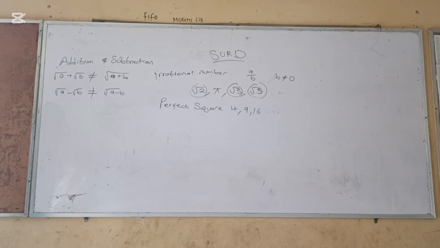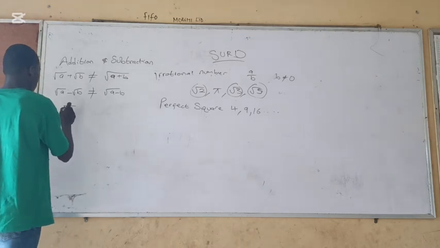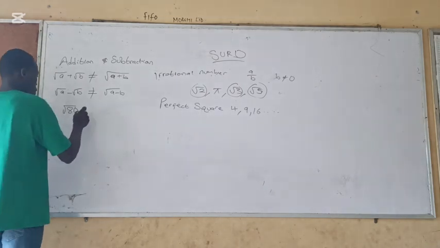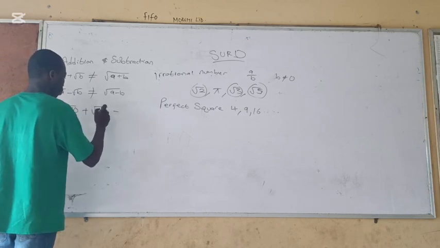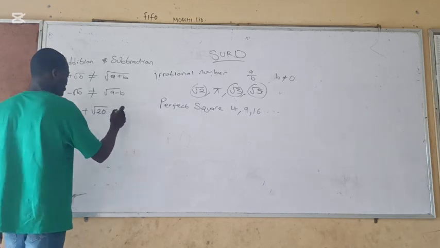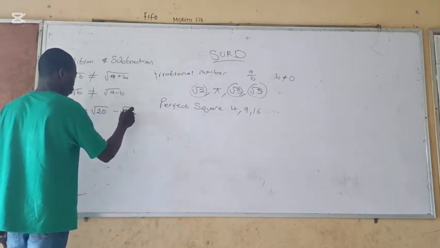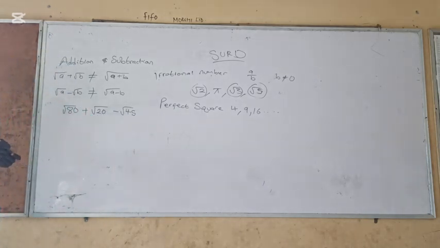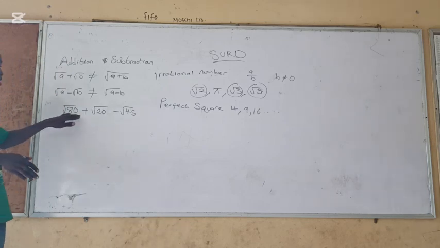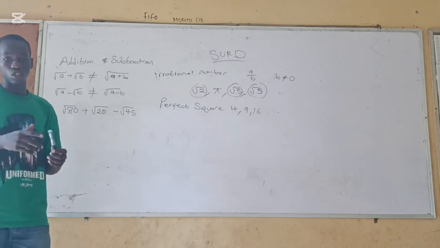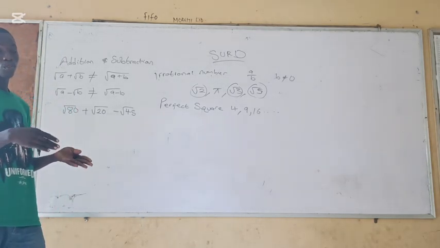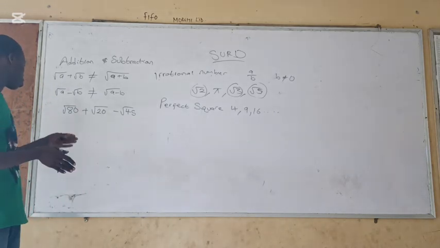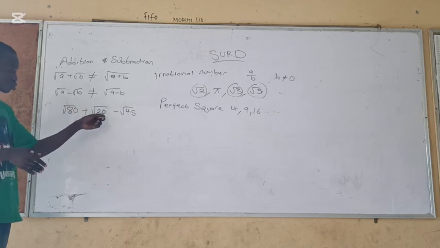Now let's solve a question under it. For instance, you have root 80 plus root 20 minus root 45. So how do you simplify this? Firstly, you can break this down. How do we break this down? We look for a perfect square that you multiply with a number to give you the value inside the root.